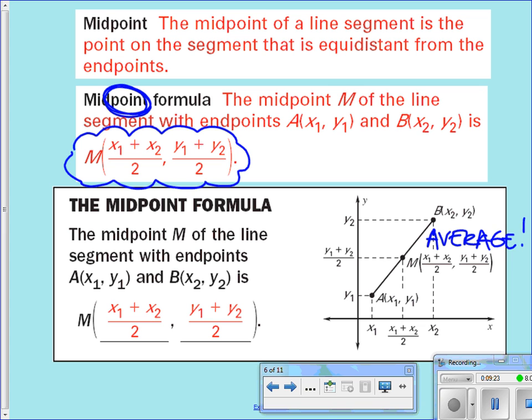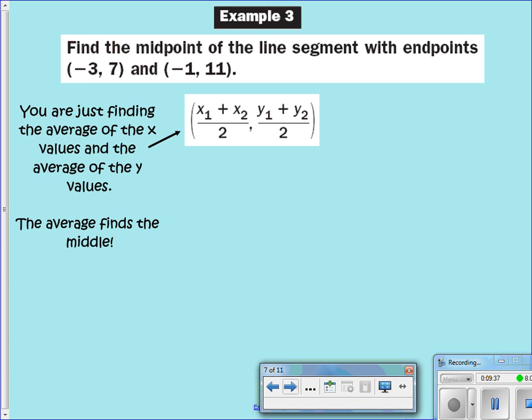Average. If you look at these, this is exactly how we find the average of something. We'd add it all up and divide by how many values we have. It's basically the average of x and then the average of y as your ordered pair. That's it.